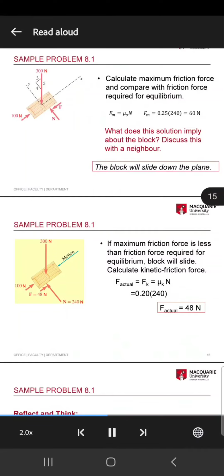Free body diagram showing the applied 100 pound force, weight, normal force N, and friction force F equals 48 pounds acting on the plane.